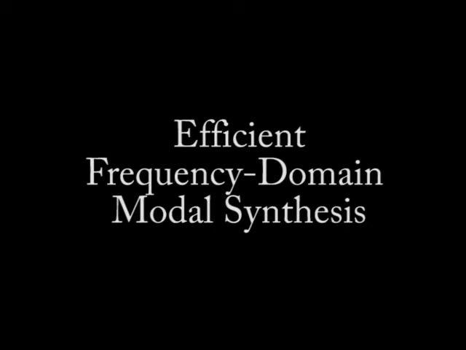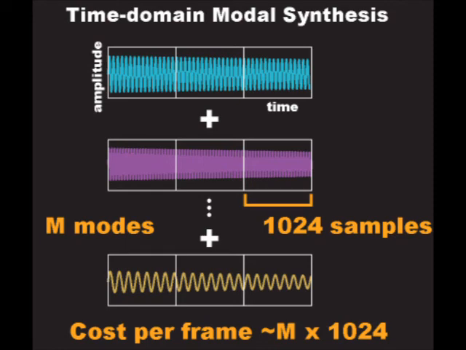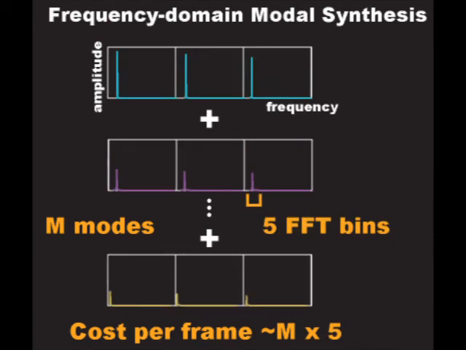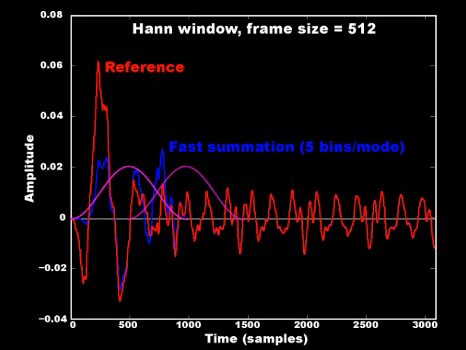Fourier domain. As we can see in this spectrogram of a mode, few frequencies contribute to the signal. To achieve frequency domain modal synthesis, we propose a fast approximation to short-time FFTs for modes. Time domain modal synthesis requires 1024 operations per mode per frame. In our approach, we simply add a few frequency coefficients per audio frame, giving a speedup of 5 to 8 times. To avoid reconstruction artifacts, we blend overlapping frames using a window function.